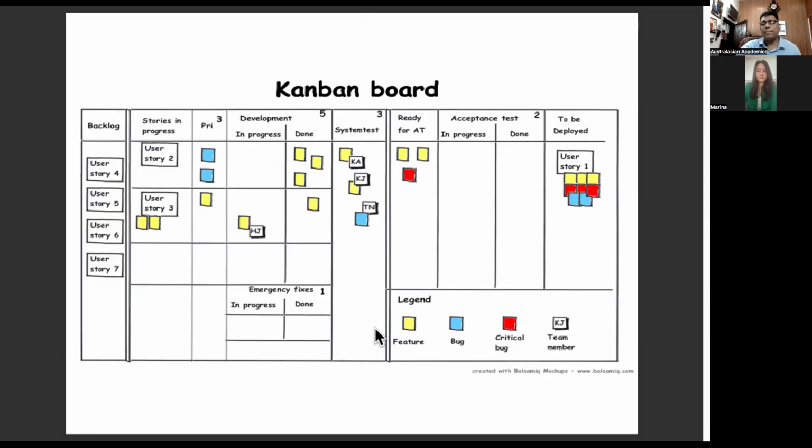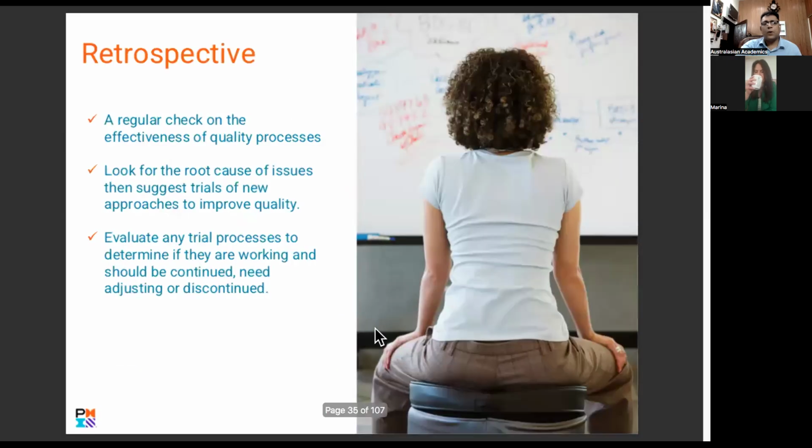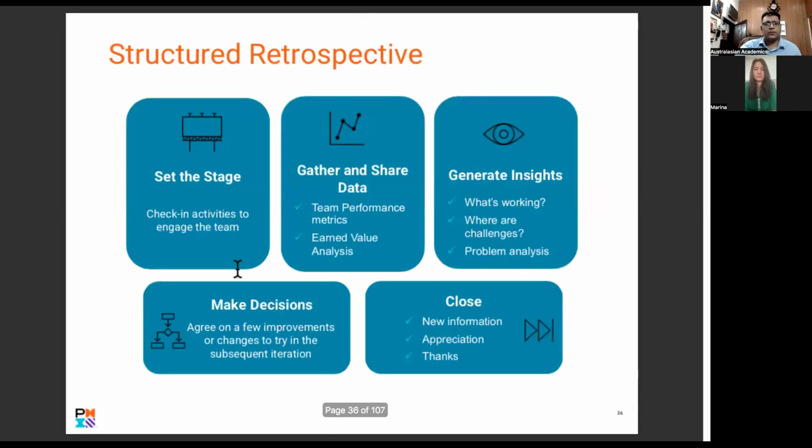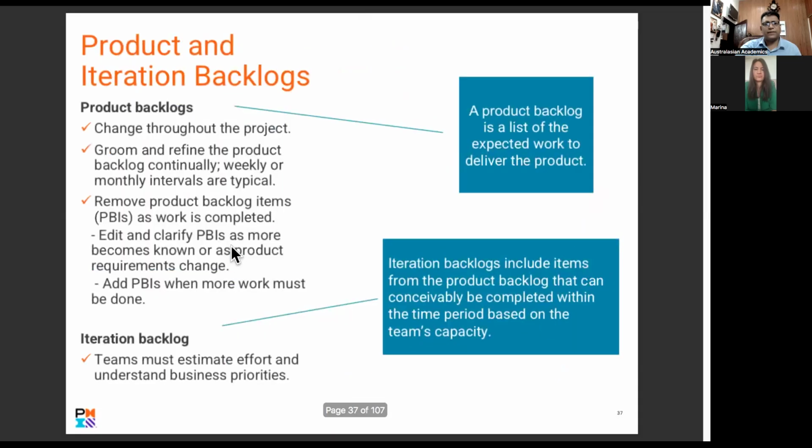Retrospective, again, is a regular check on the effectiveness of the quality process, looking for the root cause of the issues. Structured retrospective, again, is another kind of retrospective.